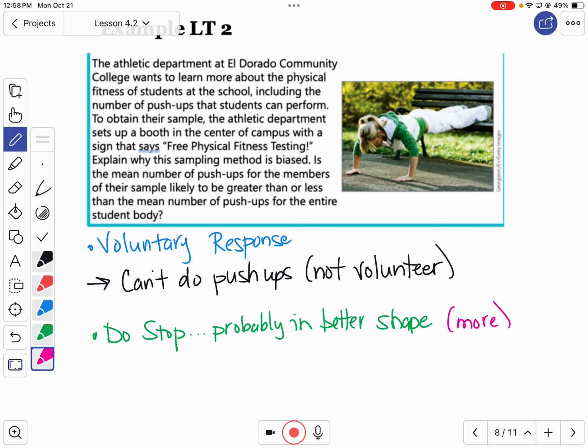Okay, so that being said, is the mean number of push-ups for the members of the sample likely to be greater or less? We're talking about the sample. Those are the people who do stop. It would be more. Okay, it would be more. So you really got to think about this situation that they're talking about.